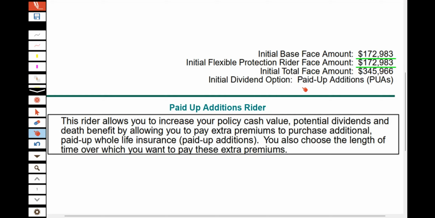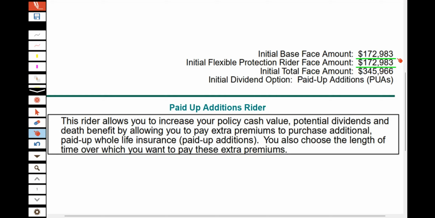Now, to wrap up this video, if you look up here, you'll see where it says initial base face amount and initial flexible protection rider face amount. If you recall, in the previous slide, we talked about how each premium, the whole life premium and the term premium, are buying a certain amount of death benefit. And I specified that that death benefit amount was a 1-to-1 ratio, and that is what you're seeing here.